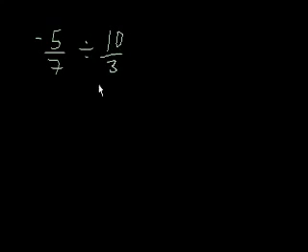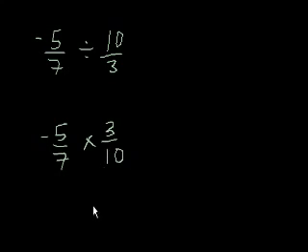And of course, you can always pause and look at this whole presentation again, so you can get confused all over again. Let's do minus 5 over 7 divided by 10 over 3. Well, this is the same thing as minus 5 over 7 times 3 over 10. I just multiplied by the inverse. That's all I keep doing over and over again.